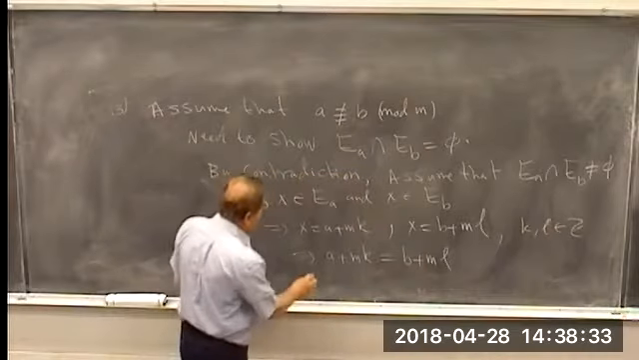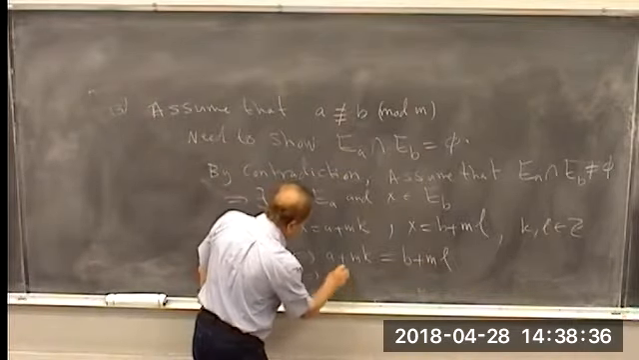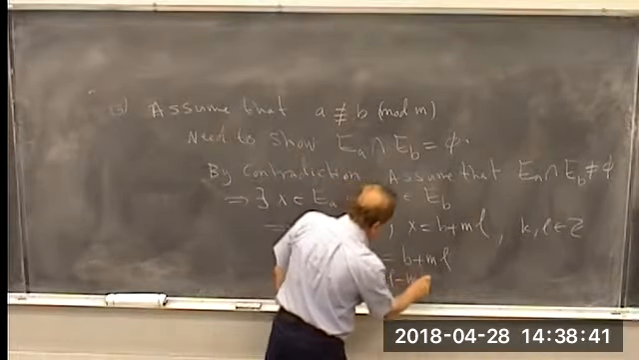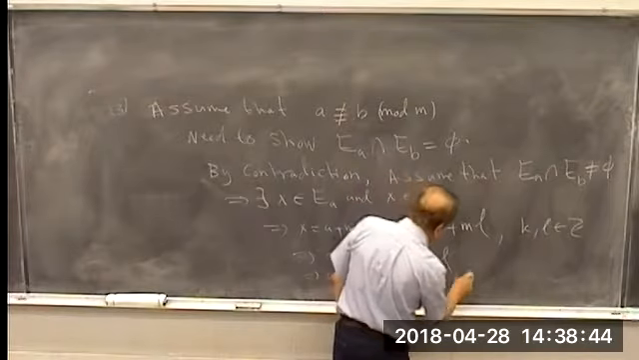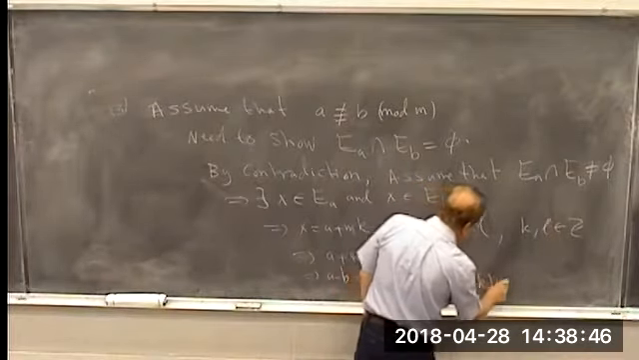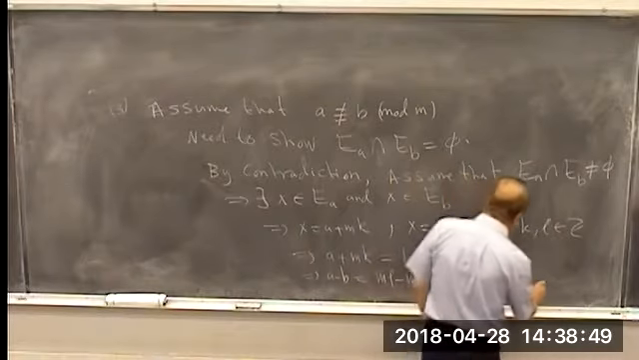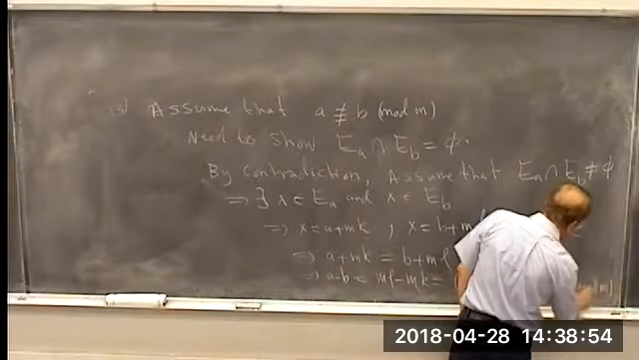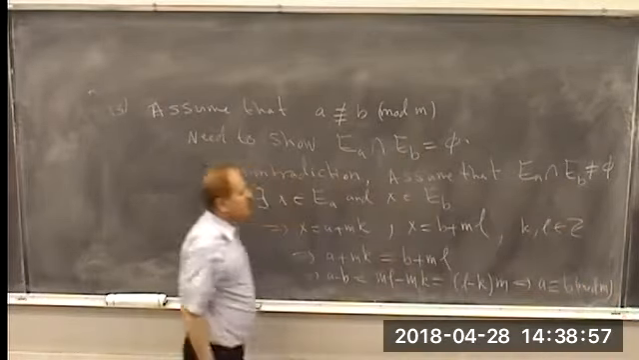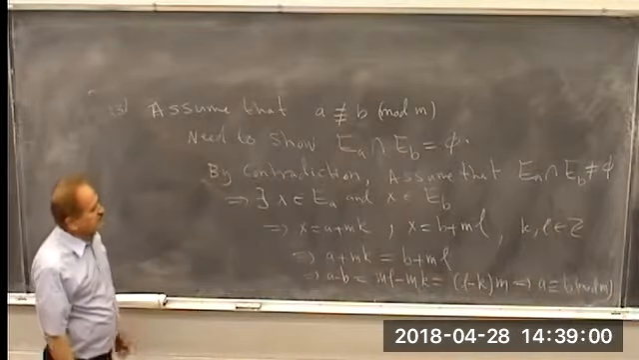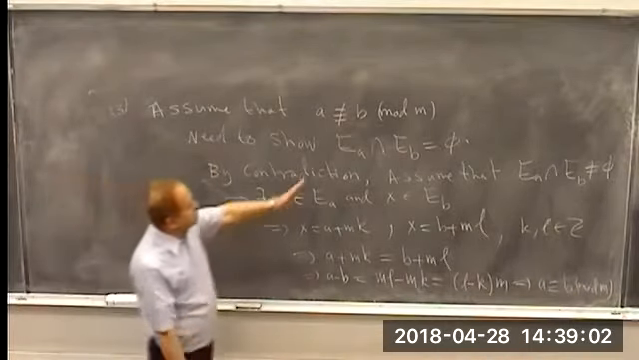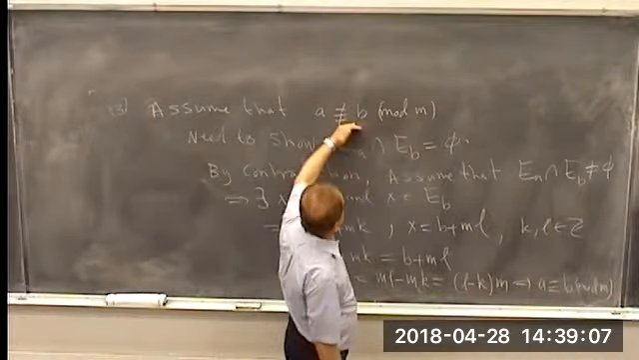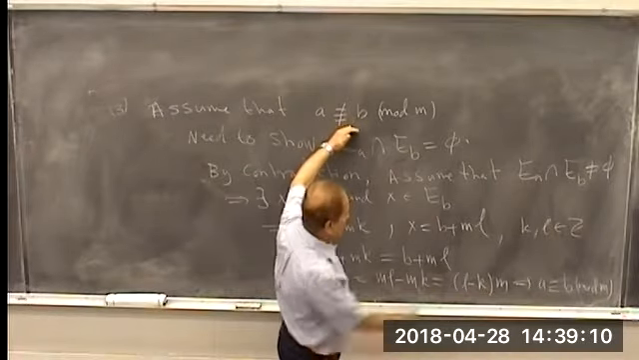And which makes a minus b equal to ml minus mk, which is a multiple of m, and which makes them actually congruent, which is of course a contradiction, because we are assuming they are not congruent. The converse is pretty much the same. If they have an empty intersection, assume that a is congruent to b, and basically reverse this argument.